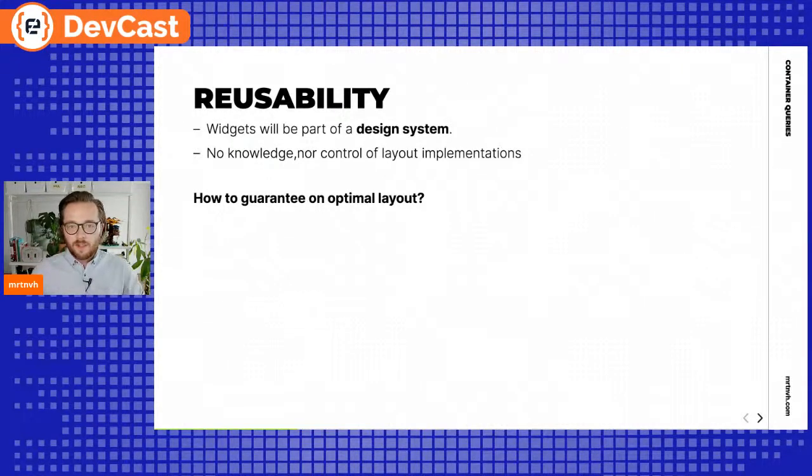We're the design system team now. We're the ones creating the widgets, and thus we have no knowledge of the final implementation of those widgets in other applications. Maybe there are other teams working on that application. Maybe the design system goes public, goes out into the wild. Well, one challenge for us then is, how do we guarantee an optimal layout for each widget?